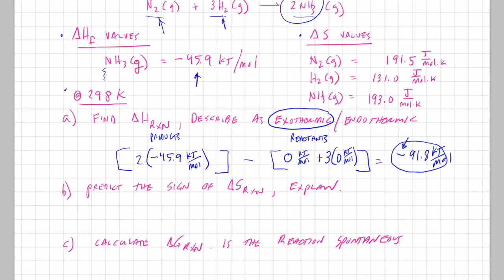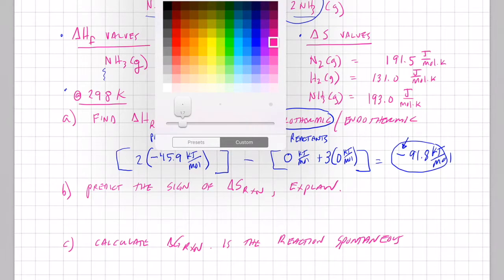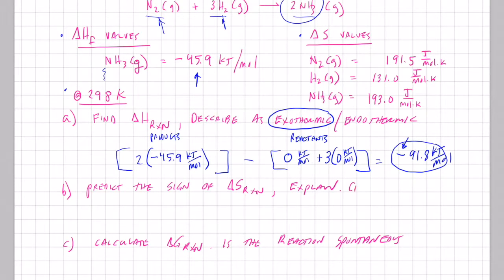Take a minute, try to do letter B without my help. I want you to predict the sign of delta S of the reaction, and then I want you to explain how you predicted that sign. And then what I didn't add here is I actually want you to calculate delta S of the reaction. Okay? So take a minute, try to do that, and then come back. We'll see how you did.